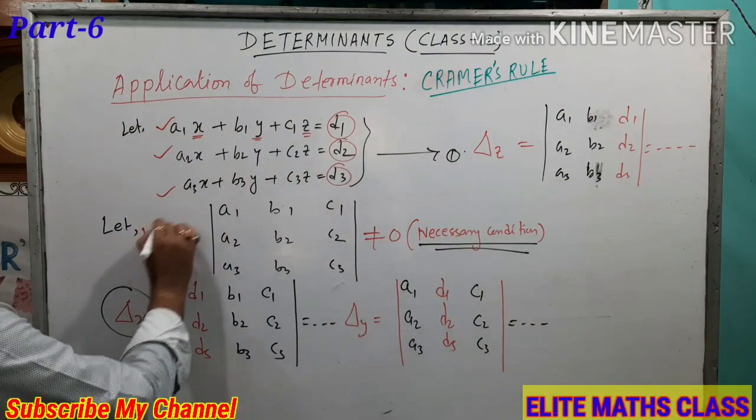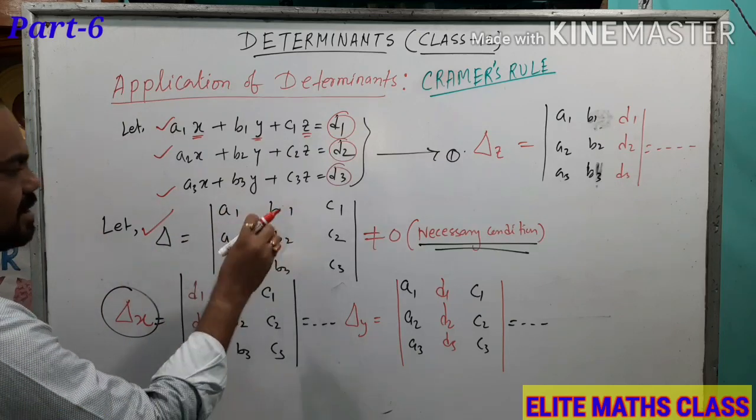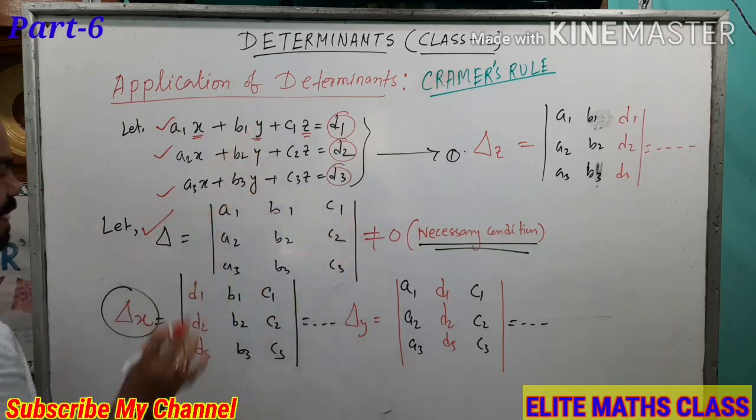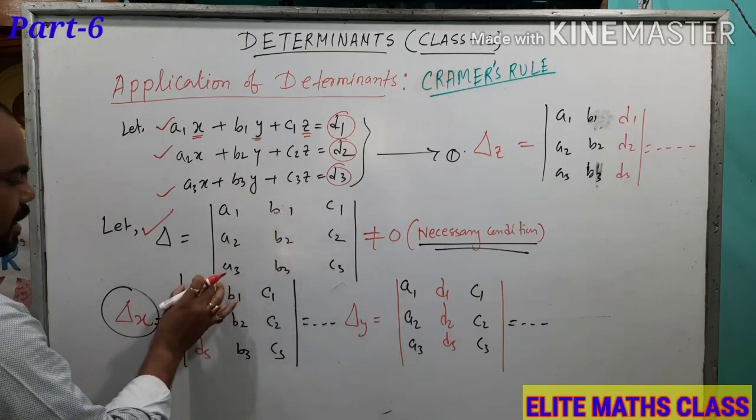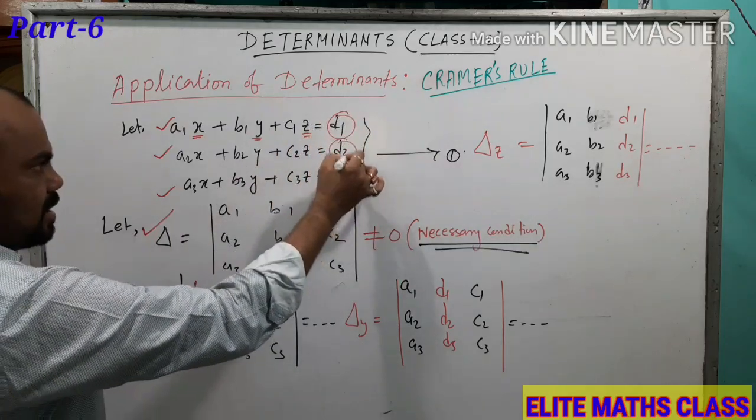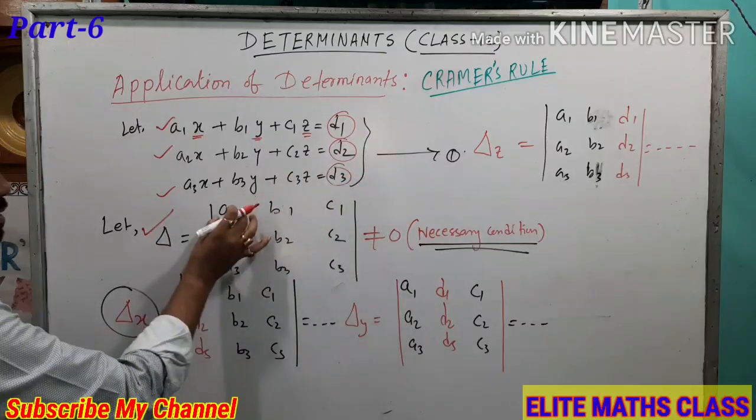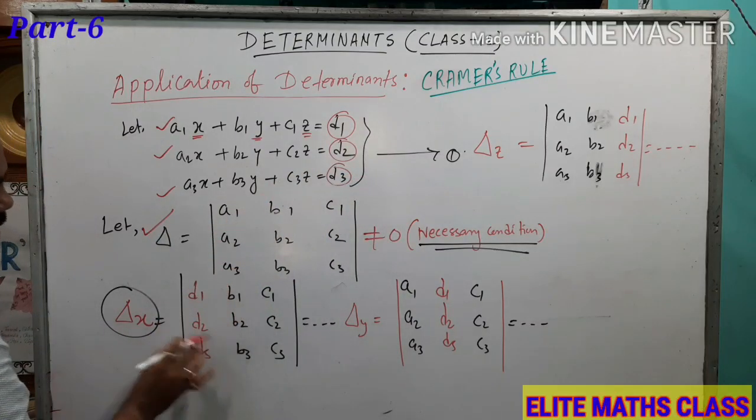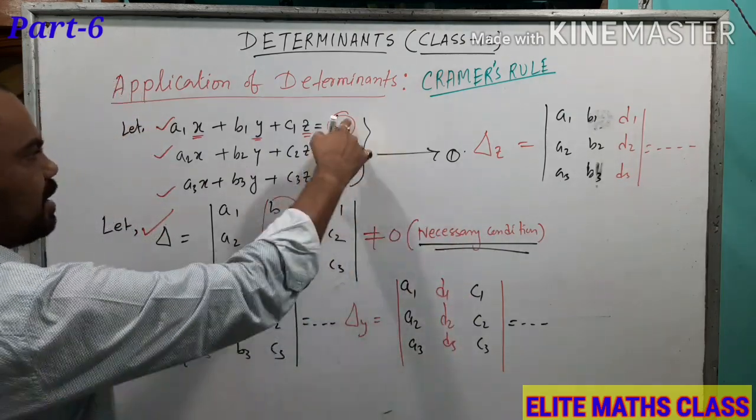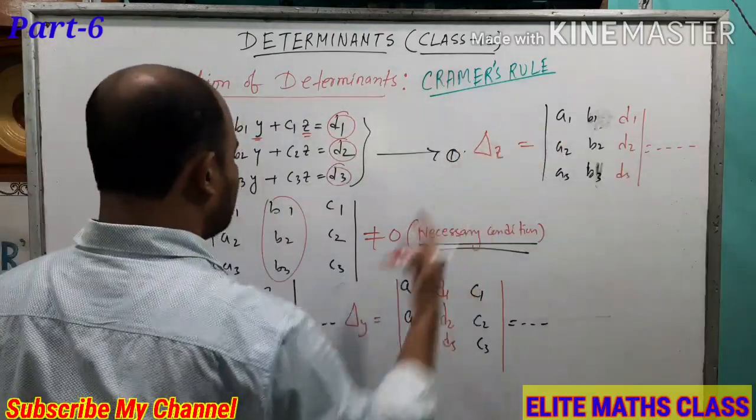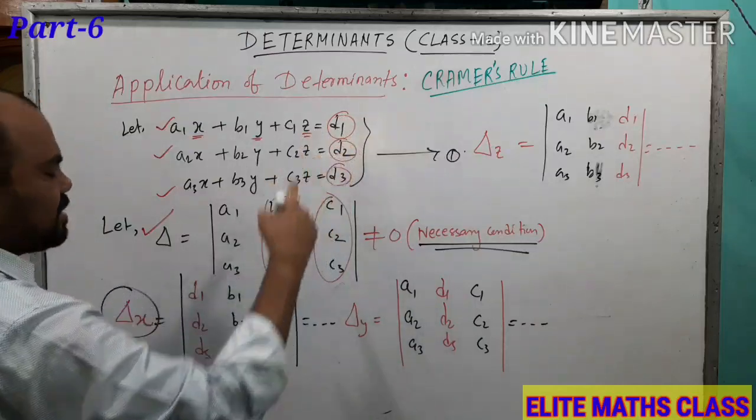So hope you understand how to form del, then how to form del x. Just, what is del? Del is the determinant formed by the coefficients of x, y, z. Then how to form del x? In del x, the constant terms of the given equation d1, d2, d3 will form a column. In which place? It will be in place of the coefficients of x, that is, in the first column. What is del y? In del y, you have to replace the second column by the constant terms. And in del z, you have to replace the third column by the constant terms of the given equation.